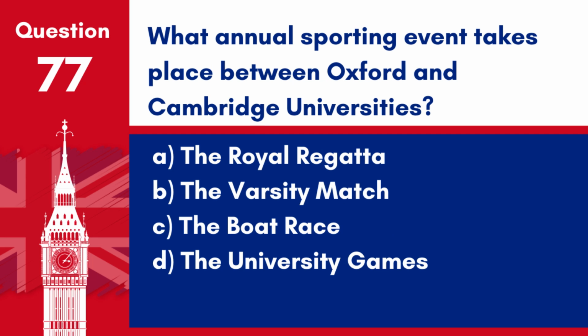Question 77. What annual sporting event takes place between Oxford and Cambridge universities? A. The Royal Regatta. B. The Varsity Match. C. The Boat Race. D. The University Games. Answer: C. The Boat Race. The annual boat race between Oxford and Cambridge universities is a famous rowing event in the UK.